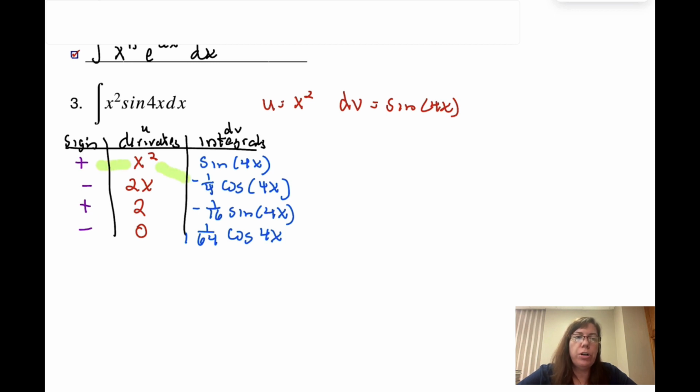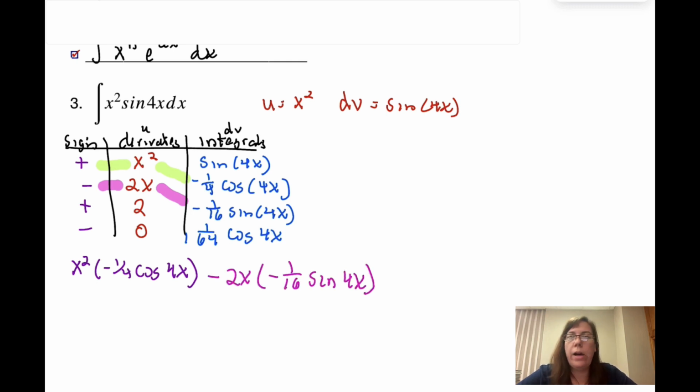So that means my first term is going to be positive x squared times the -1/4 cosine of 4x, because that gives me my uv. Okay, then across and diagonal for our next term, so that's going to be a -2x times a -1/16 sine of 4x. And again, across and down. You keep going across and down until you run out of integrals. So this is going to be a +2 times 1/64 cosine of 4x plus c.